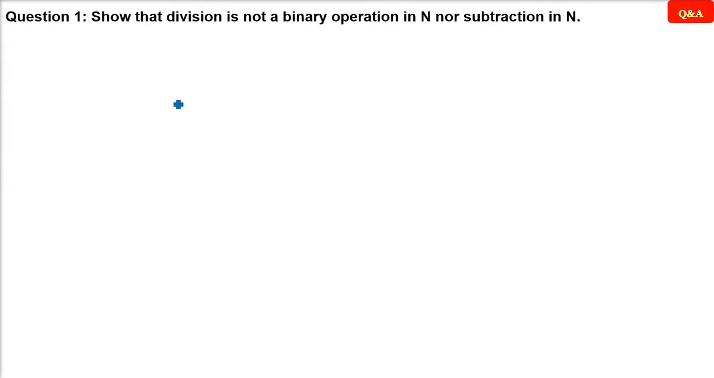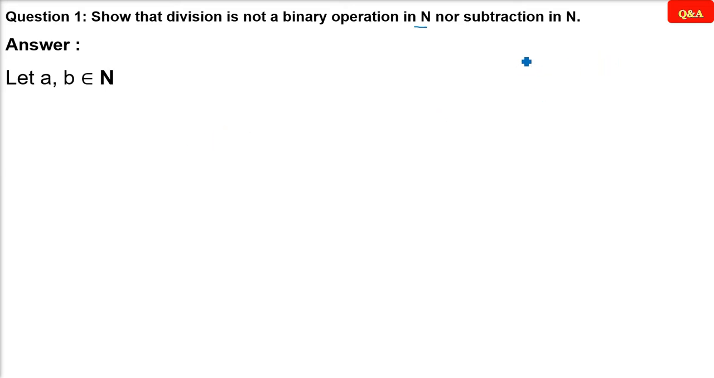Show that division is not a binary operation in N, nor is subtraction in N. N is the set of natural numbers. Natural numbers are the counting numbers. So we have to show that it is not a binary operation in N, and neither is subtraction.